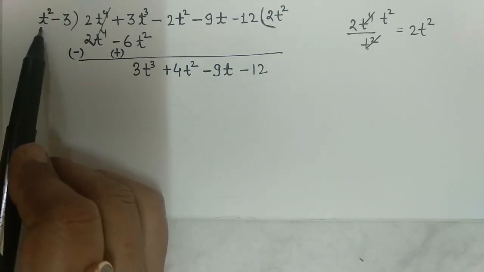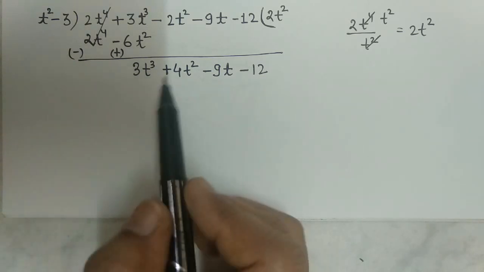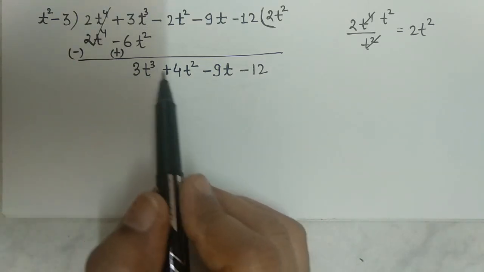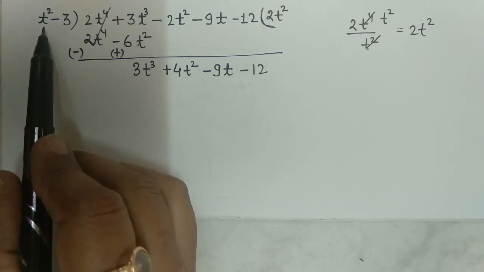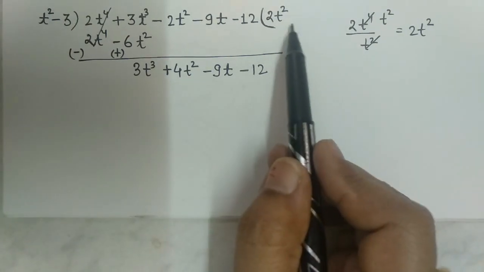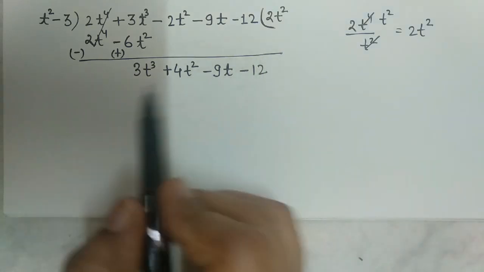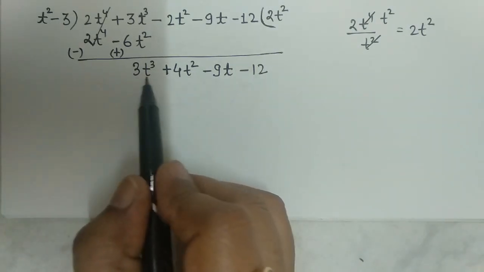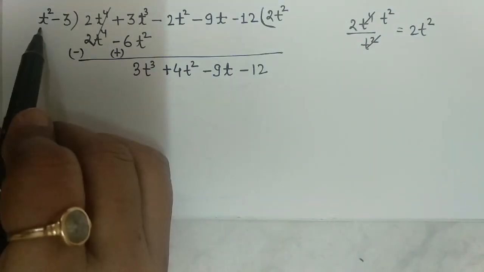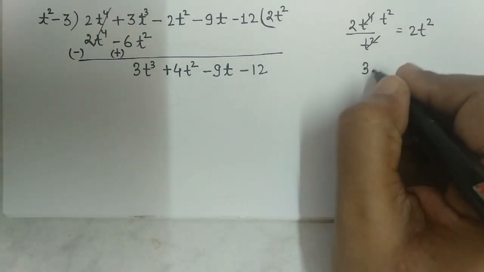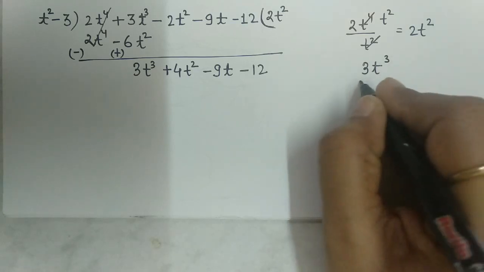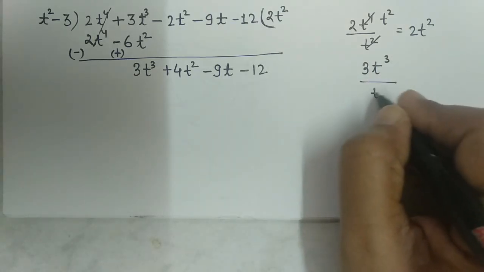And this was the divisor. The degree of the divisor is 2 and the degree of the dividend is 3. So the degree of the dividend is higher than the divisor, so we can divide. To get the next term of the quotient, I will divide the first term of this new dividend by the first term of the divisor. So I divide 3t cube upon t square.